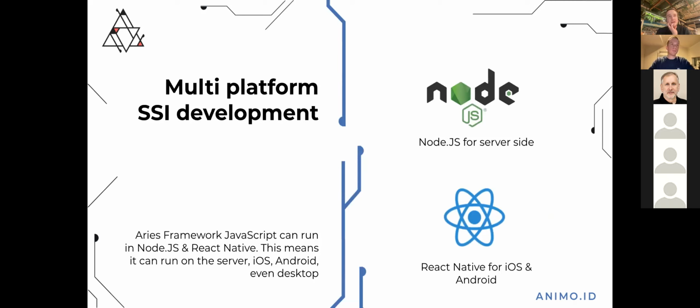I think a big benefit we have encountered is that you can run AFJ on multiple platforms, and that means you're not tied to, for example, the server, but it can run on the server side with Node.js. You can also run it on mobile phones using React Native. So using a single framework where we implement everything, you can create server-side applications, and you can also create mobile applications.